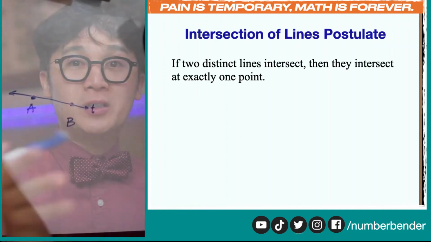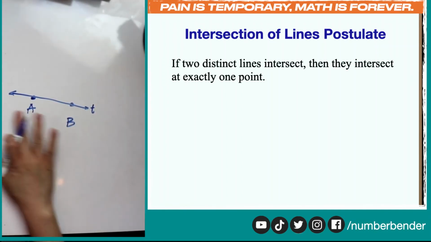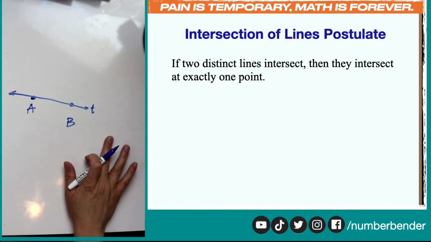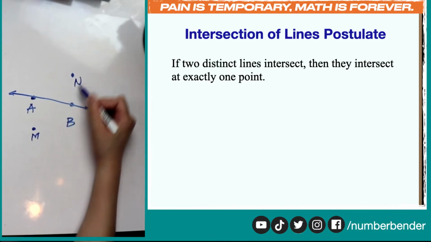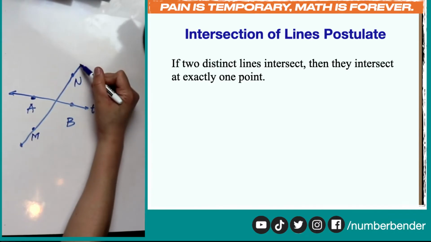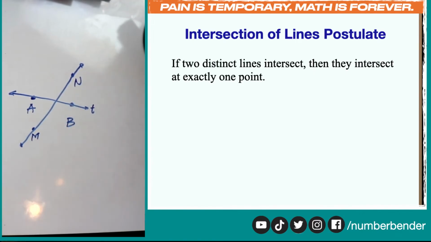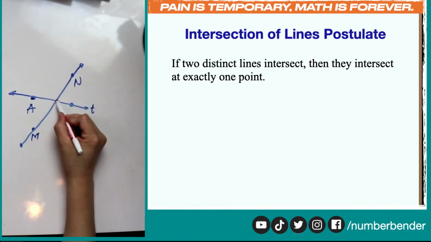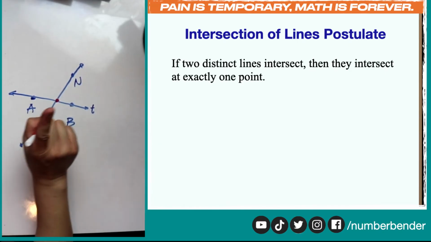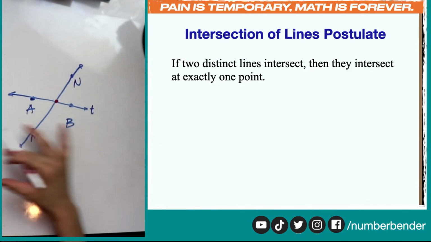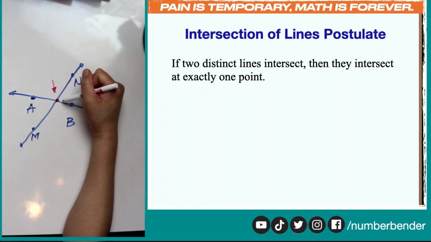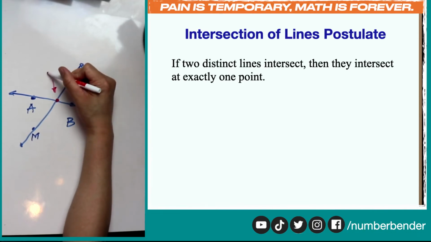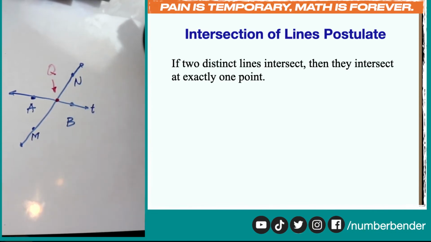point. So if we're going to be using this point right here, so we already have a line, we need another distinct line. So let's say this is point M and this is point N, and if we connect this, we produce a line MN, and their intersection is right here, and we will only have one point of intersection for this particular description, and this is basically what the postulate is telling us. So let's name this as point Q. So this is what the intersection of lines postulate describes.